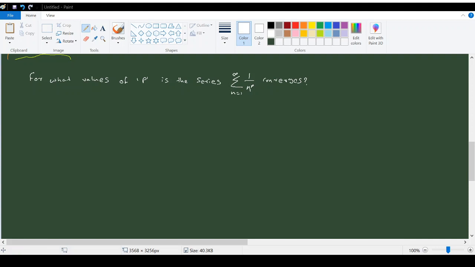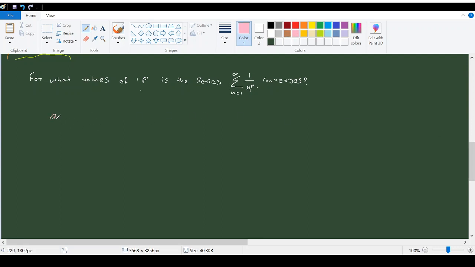Our next problem is for what values of p this series converges. The series is 1 divided by n to the power p, right? Now here also we are going to apply the integral test. So for that we need a certain function.